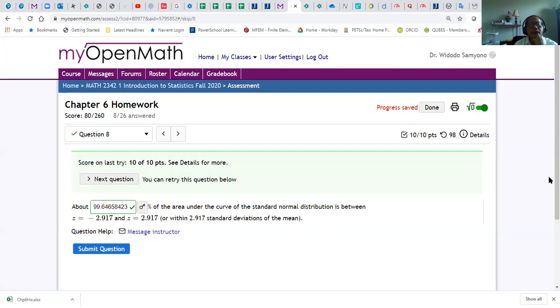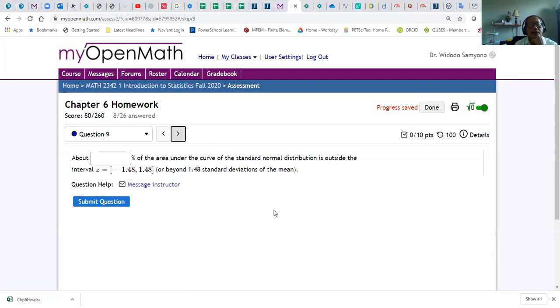Okay, so then number 8. Okay, let's go to number 9. Yeah, it's almost the same thing, right? Okay. So you need to change this. Okay, hold on. You need to be careful here. About how many percent the area under the curve of the standard normal distribution is outside. Okay, outside interval of this. Because it's outside interval of this, what you need to do.